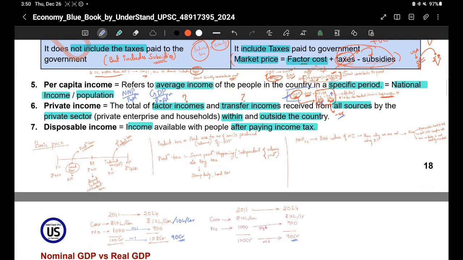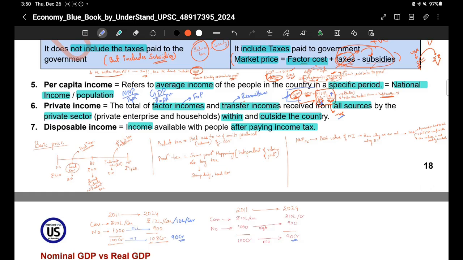Next, private income. Private income is the total factor incomes and transfer incomes received from all sources by the private sector. Private sector means private enterprises and households within and outside the country. Now, what are factor incomes? I told you, factor incomes are nothing but incomes earned by factors of production. And what are transfer incomes? Transfer incomes are nothing but remittances. Remittance means the money that is coming from outside, like from residents outside India. When they are working outside India, they send money to India, so that is remittance.